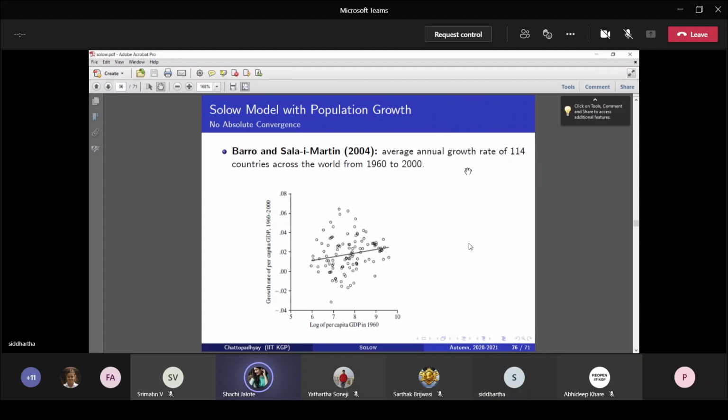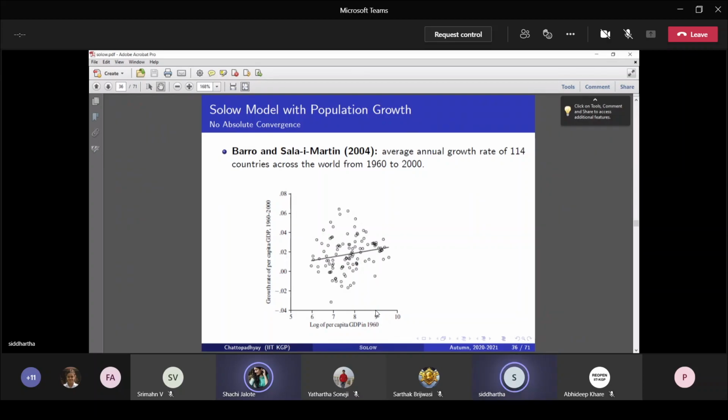Are you sure? Okay, suppose a poor country, let's say India, whose initial log per capita GDP, that means log per capita GDP in 1960 of India, let's say 6. And the growth rate of India, let's say 0.06. So take a particular point over here, 6, 0.06. Now suppose USA is a rich country whose log per capita GDP in 1960 is 9.